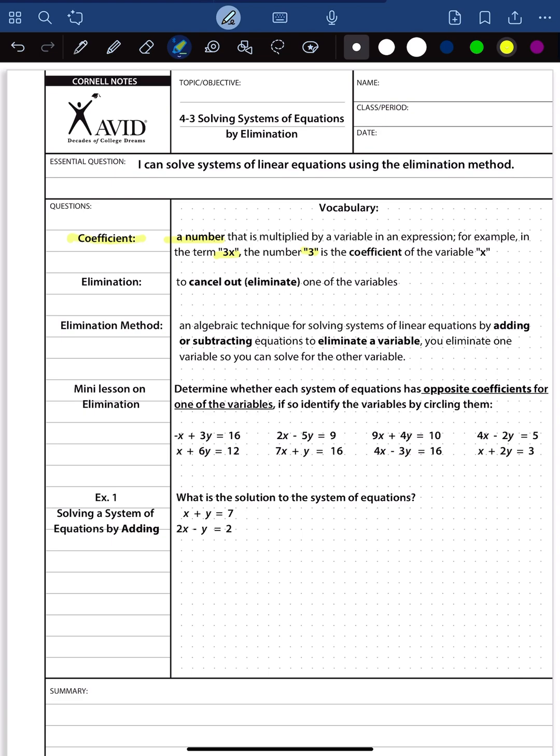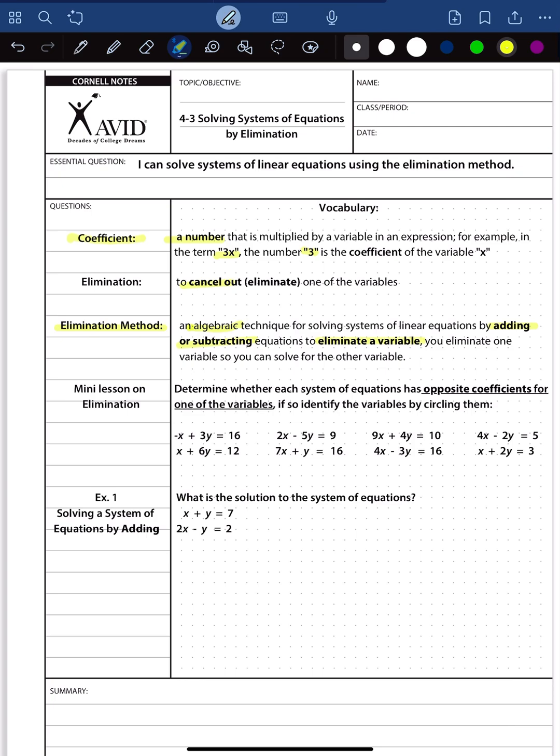Elimination means to cancel out or eliminate a variable. Using the elimination method, our goal is going to be to eliminate either the x variable or the y. We do this by following algebraic steps in solving systems of equations, by adding or subtracting the equations to eliminate a variable. And you're going to learn about the process of doing that.